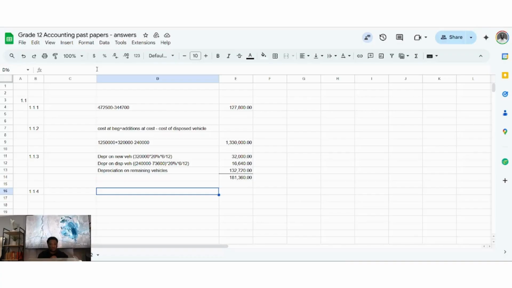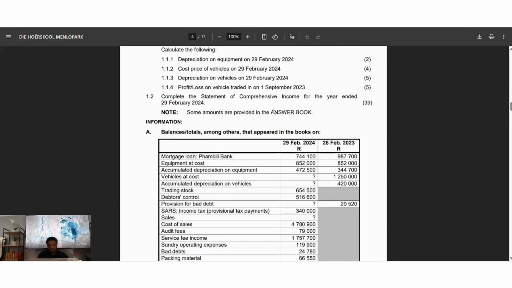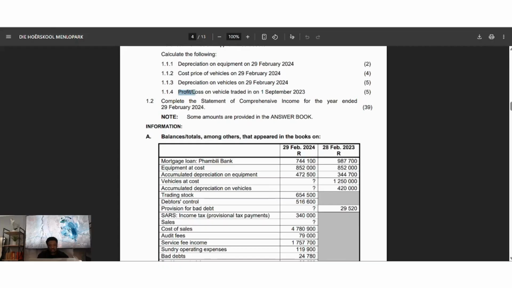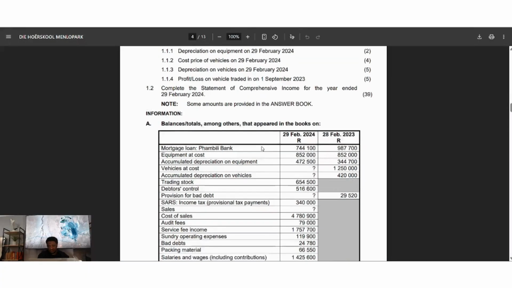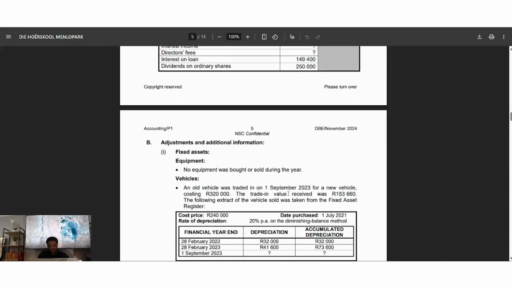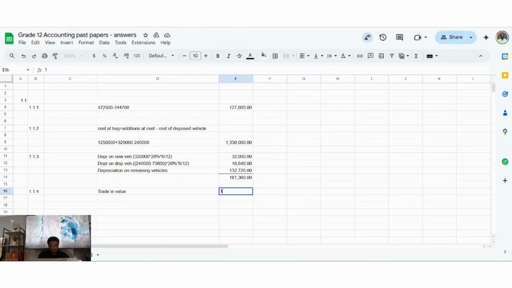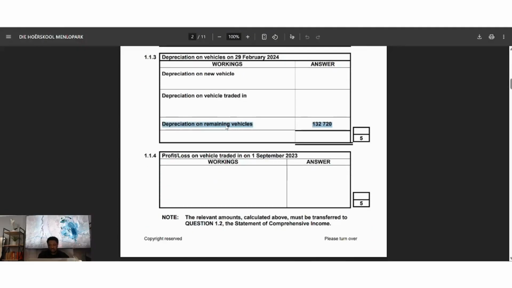All right, cool. So the next thing you're going to go into is 1.4, and 1.4 is asking us to calculate a profit or loss on the vehicle traded in. So in this case we just need to see the trade-in value. How much was it valued at on trade-in? The trade-in value of this vehicle, I remember, was 153,660. Also, let me just quickly check the answer sheet.